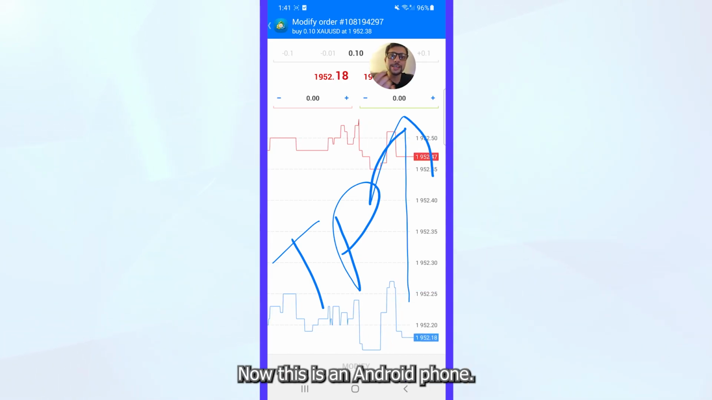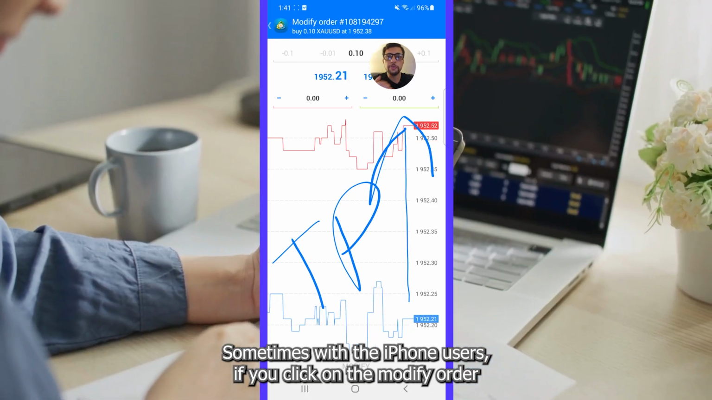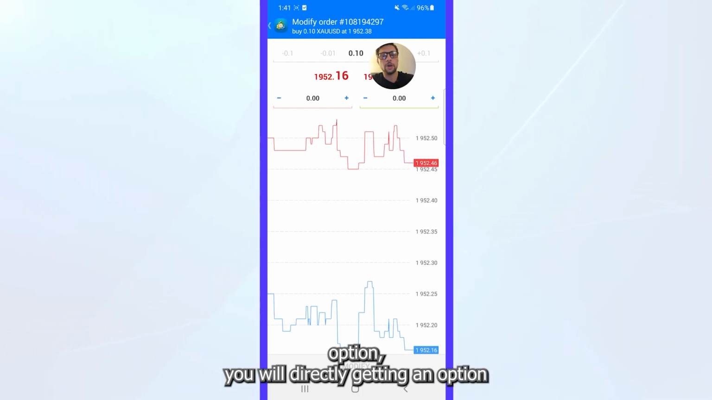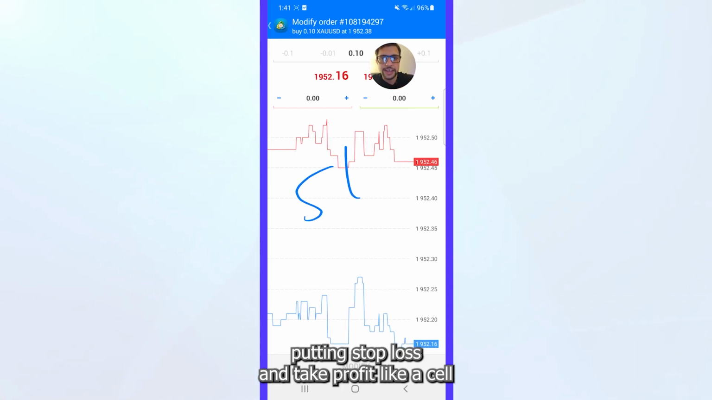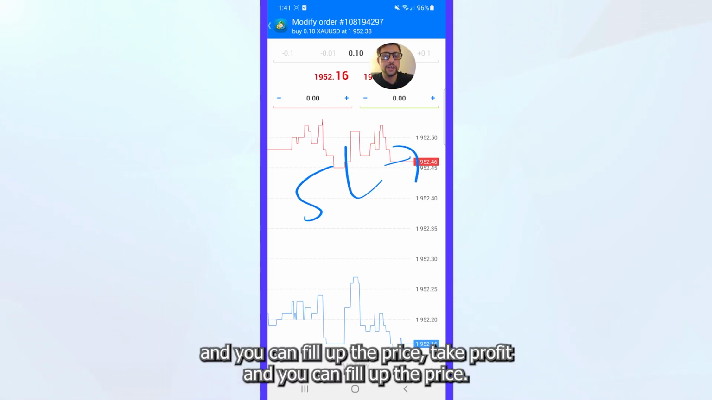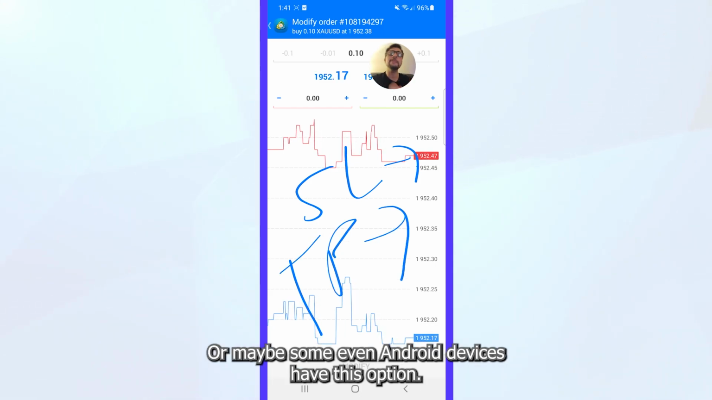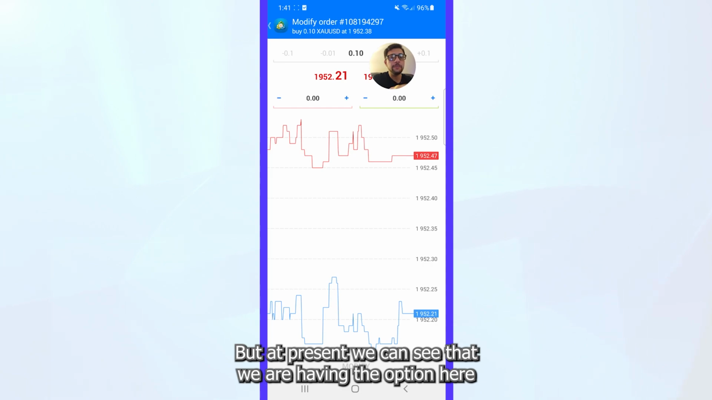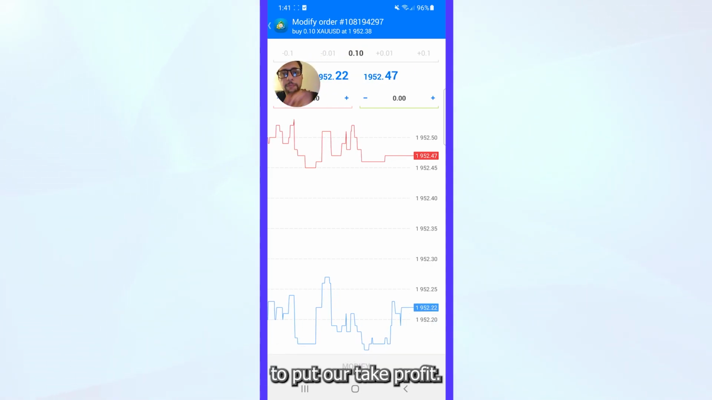Now this is an Android phone. Sometimes with iPhone users, if you click on the modify order option, you directly get an option to put stop loss and take profit, like SL, and you can fill up the price, and take profit, and you can fill up the price. Or maybe some Android devices have this option too, so it also varies. But at present we can see that we have the option here to put our take profit.